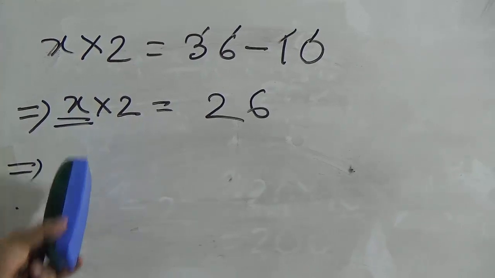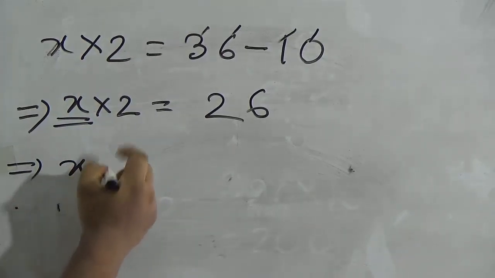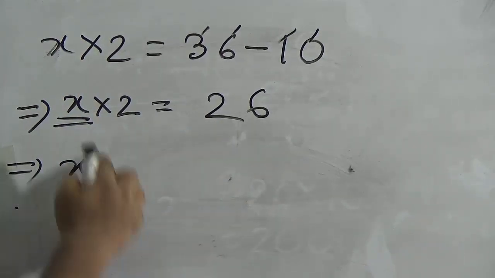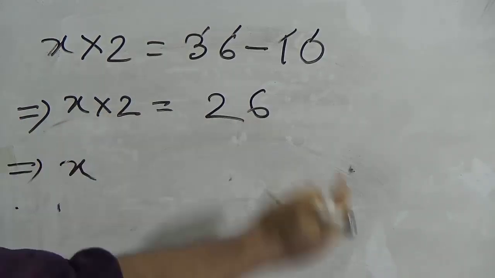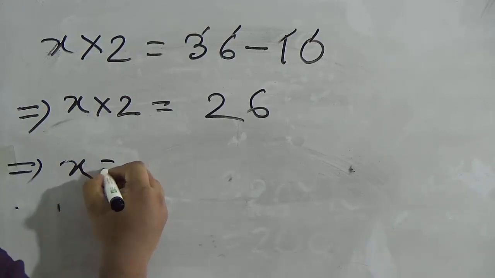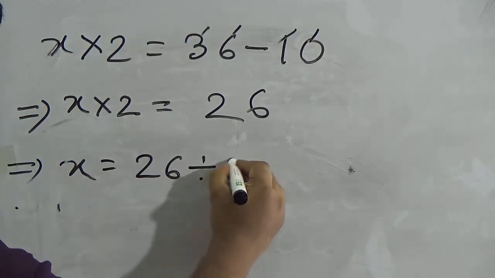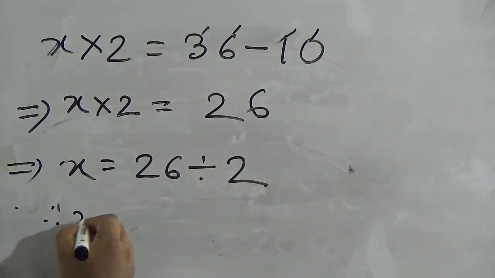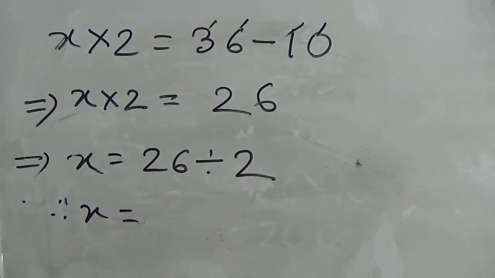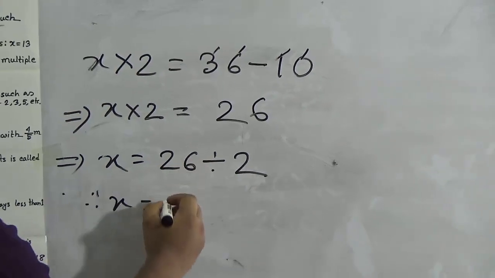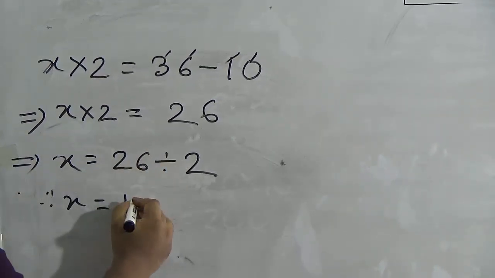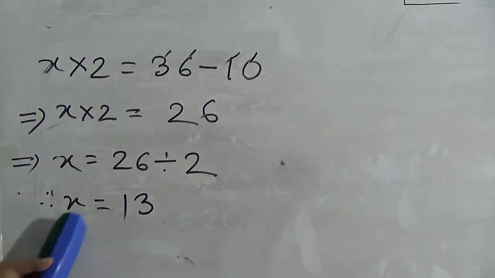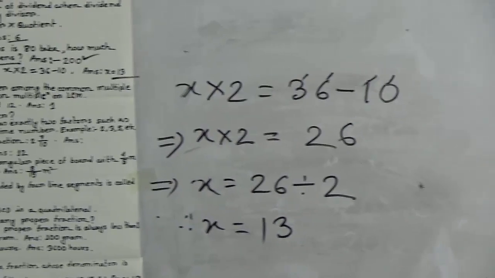So x remains on the left hand side and 2 goes to the right side. If it is a multiplication sign, then when it transfers its position, it will be divided. That means 26 divided by 2. So x equals, how can we divide this number? 2 goes into 2 one time, no remainder is left, and into 6, 2 goes 3 times. So the value of x is 13.